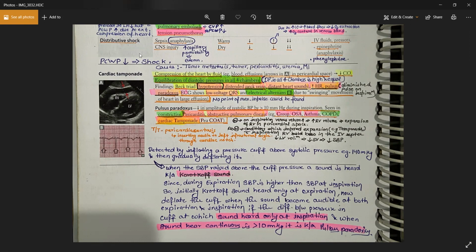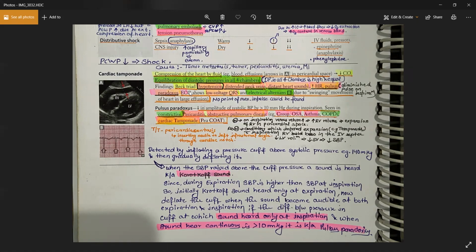Okay, and that's why you will have an equilibrium diastolic pressure in all the four chambers. Very important. You have an equal diastolic pressure in all the four chambers, because all the chambers will be compressed equally. So whenever you measure the pressure in these chambers, you will find that all chambers have an equal pressure. And because the heart is being compressed by an outside structure, the chambers cannot relax properly. If they cannot relax properly, they cannot accommodate the volume, and as a result, you will get low cardiac output.